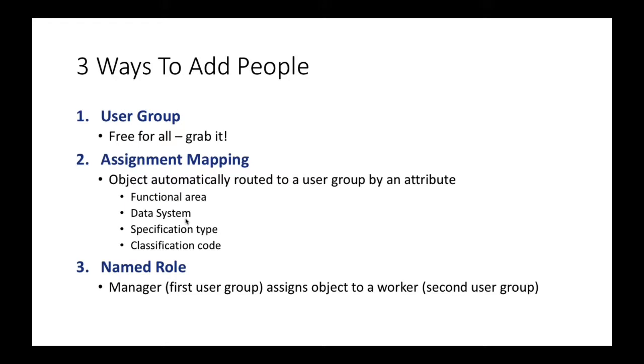Named role, first of all, is not automatic. A person in user group A selects another person in user group B. So in this case, think of it as a manager. The manager's in the first group, and they will assign the work. Perhaps it's the work of building a report. Perhaps it's the work of writing a technical definition. They want to control and assign that work to a specific individual. They don't want it automatically routed by data system.